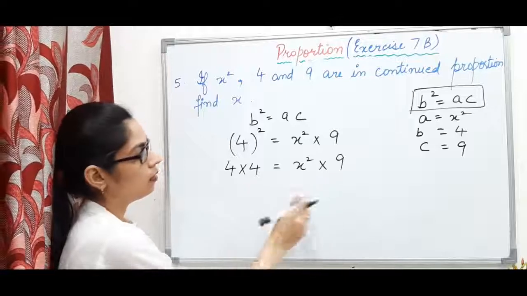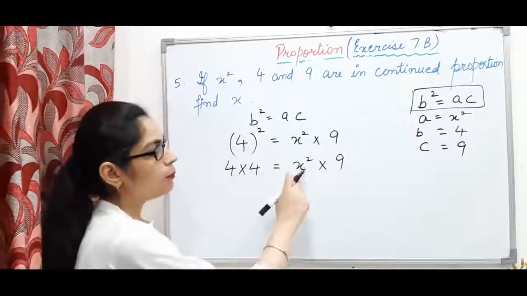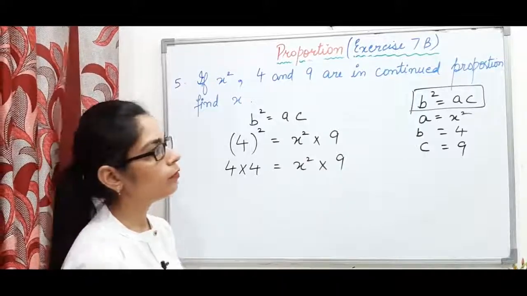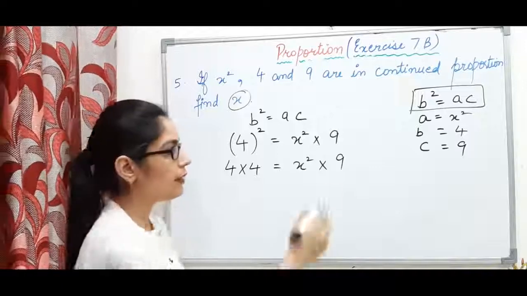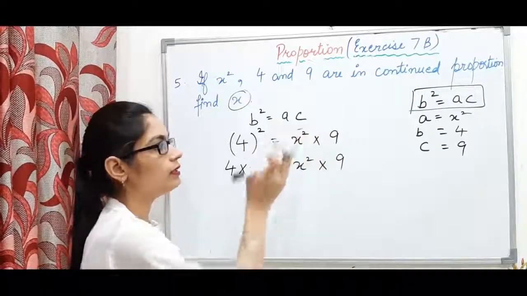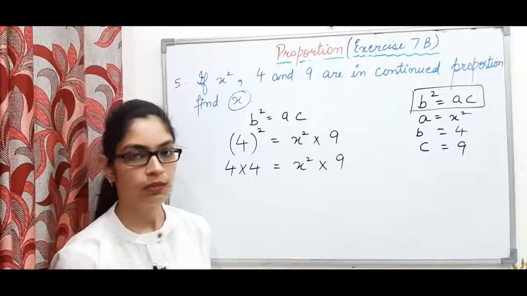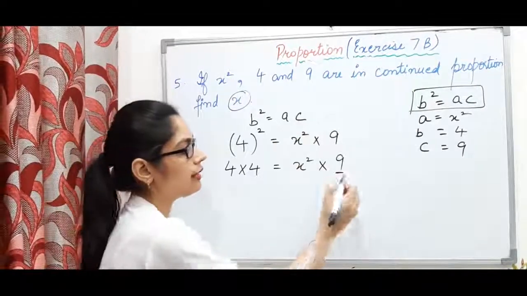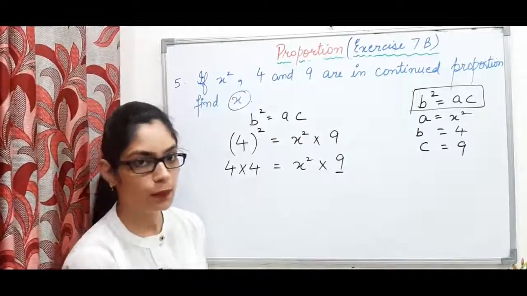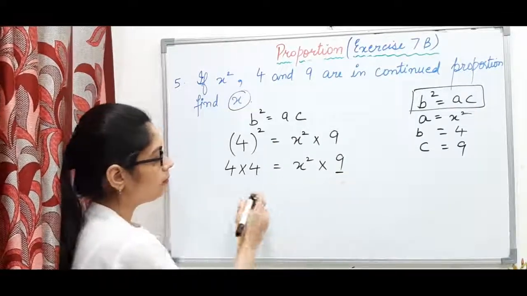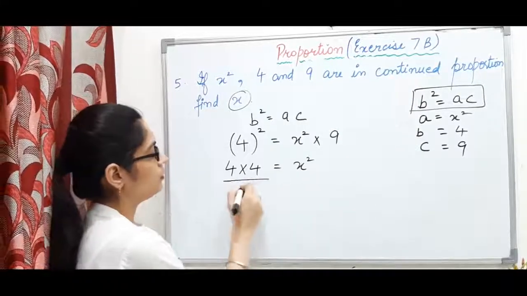Here 9 is getting multiplied by x square. What we have to find is x. So we have to keep x on this side and shift all the remaining things to the other side. Step by step, we cannot shift everything together. So first this 9 we will shift. This 9 is getting multiplied by x square, so when we shift it to the other side, it will get divided. So 9.